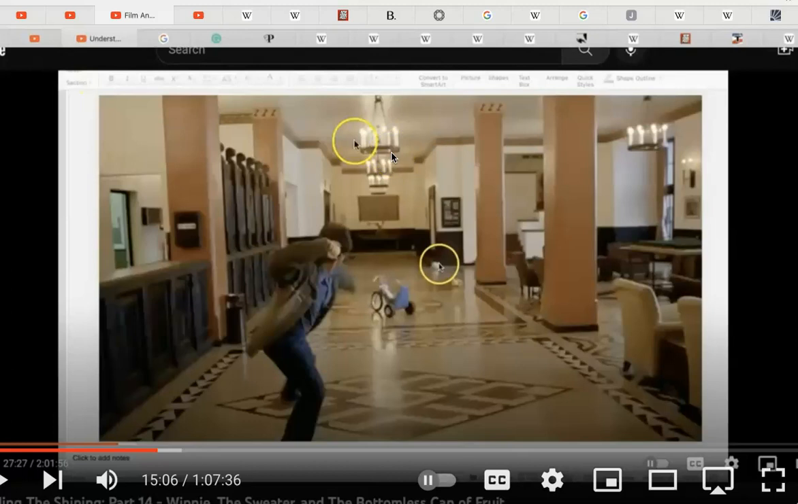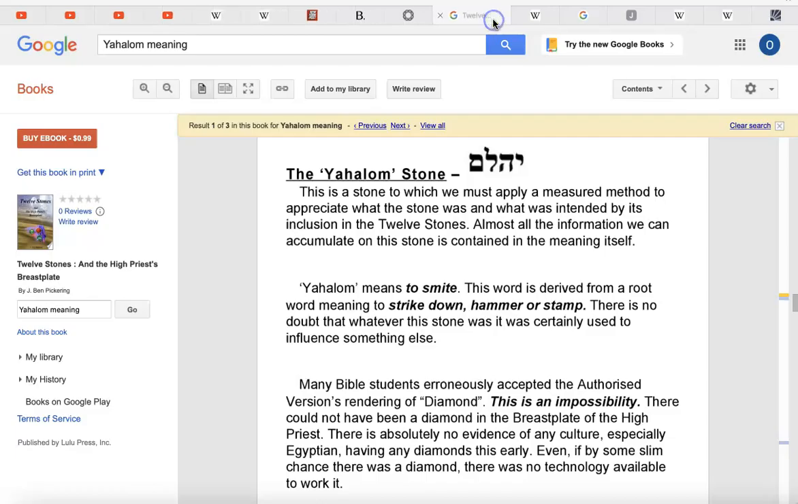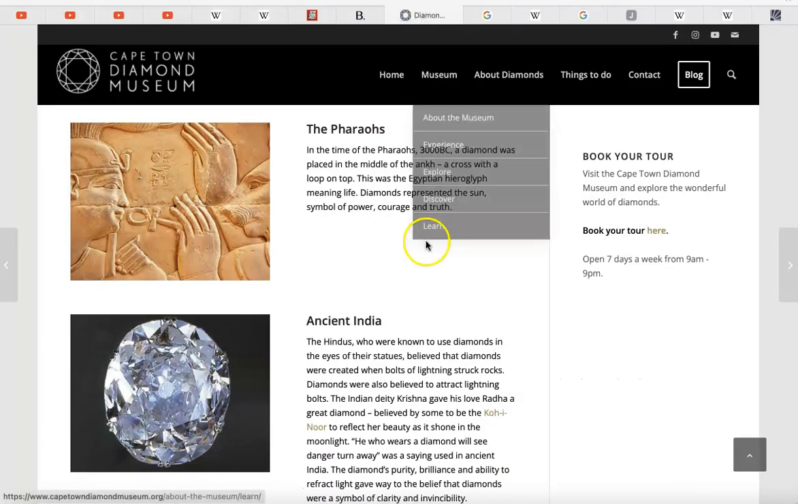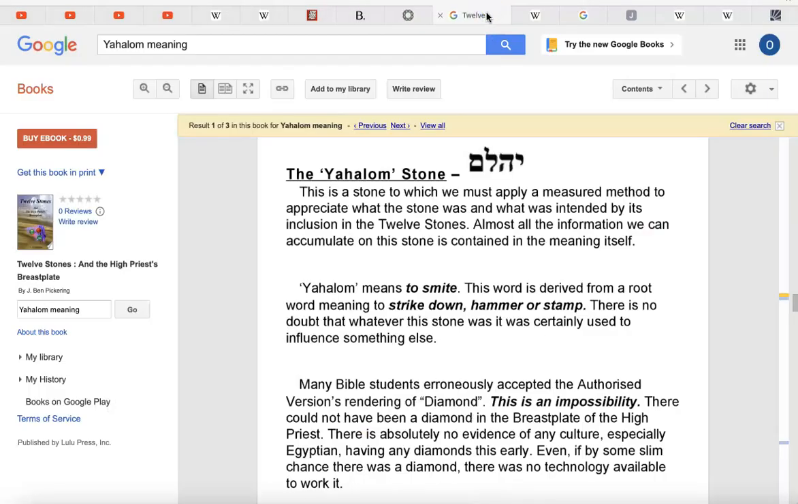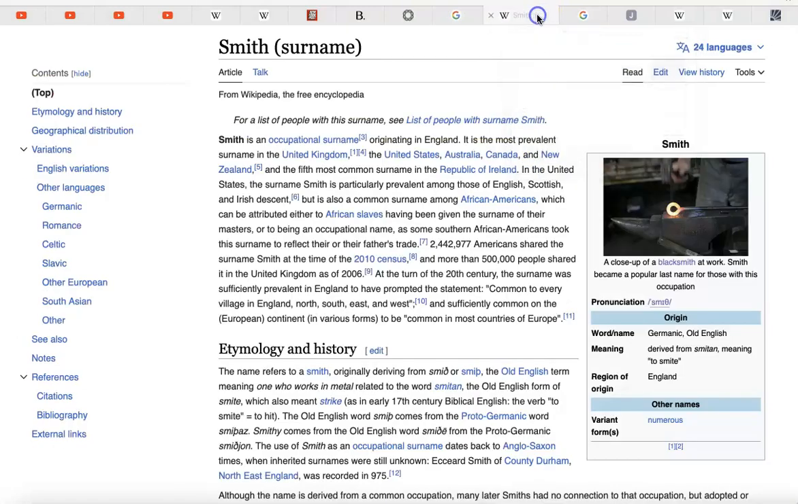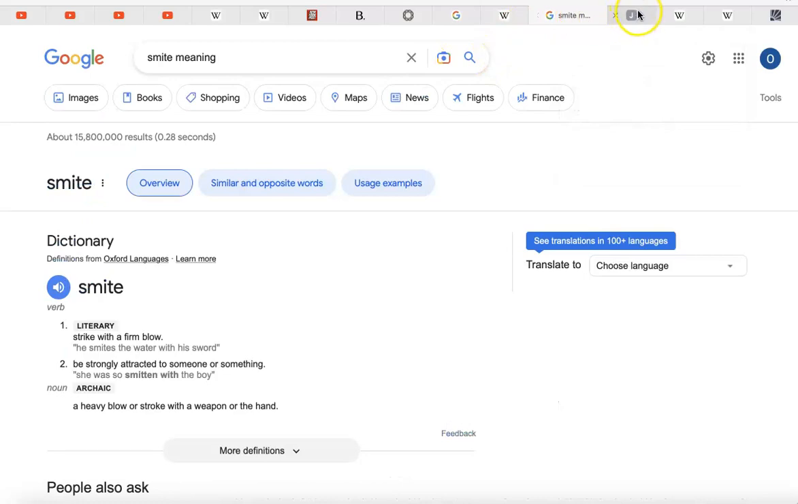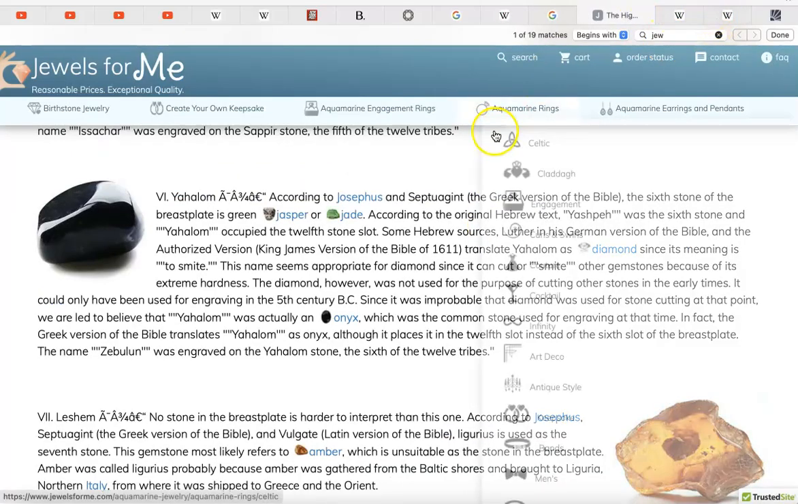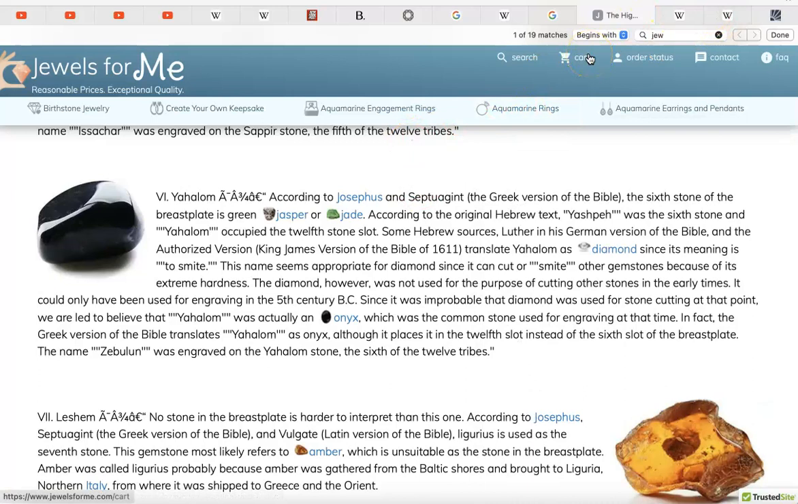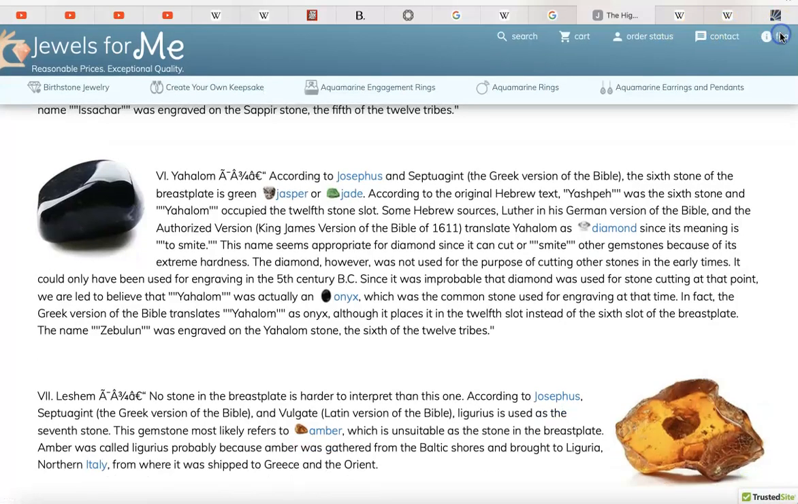Okay. It's going to get weird real quick. Okay? It's going to get weird really quick. Now, that's one of the articles, not articles, but it's a book that I'm going to show you. Okay? The name Smith plays into this. The word to smite plays into this. Jewels. Again, Yahalom. All right? Which is Hebrew for diamond. All right? Yeah, and again, yes, I'm looking up Judaism. Okay? Because this is our gateway to all of this knowledge.